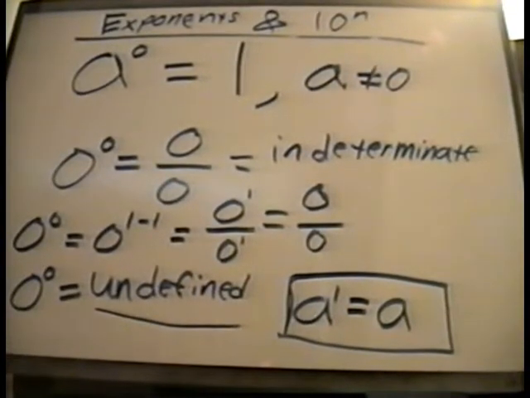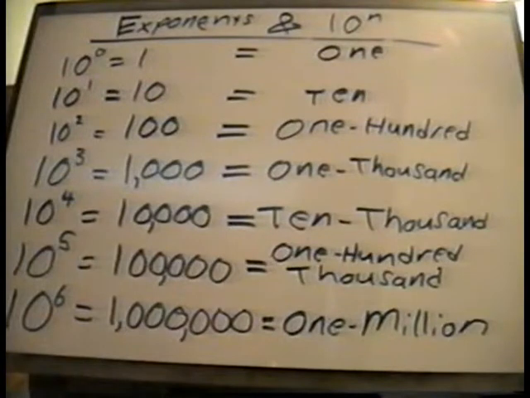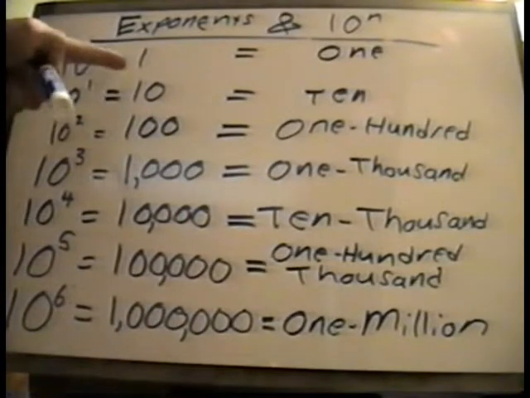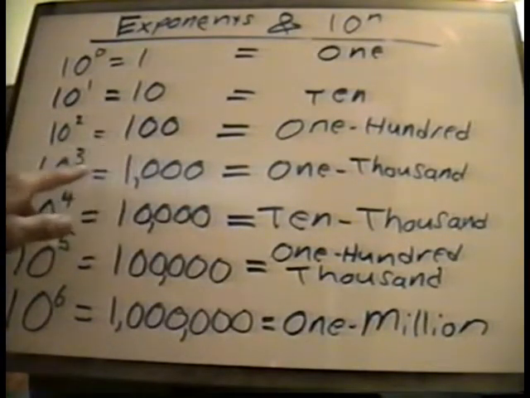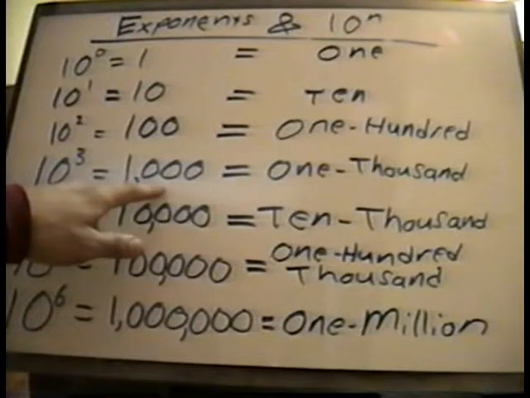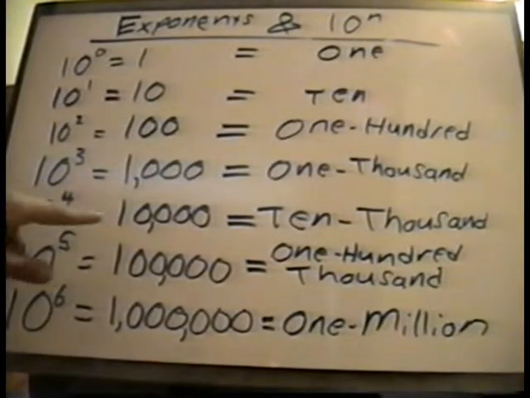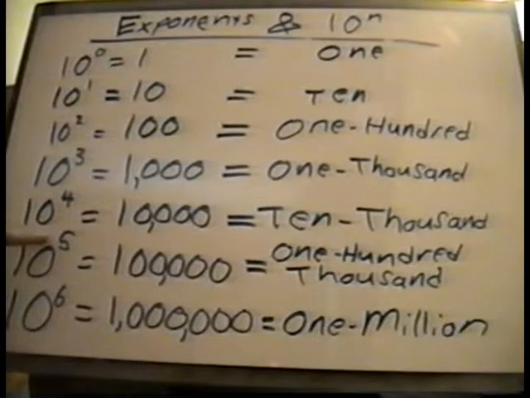Now I want you to take down these notes as well, showing you the powers of 10 up until 6, or 1 million. The first power of 10 is 1, which is 10 to the power of 0. 10 to the power of 0 equals 1. 10 to the power of 1 equals 10. 10 to the power of 2 equals 100. 10 to the power of 3 equals 1,000. 10 to the power of 4 equals 10,000. 10 to the 5th power equals 100,000. And 10 to the 6th power equals 1 million.